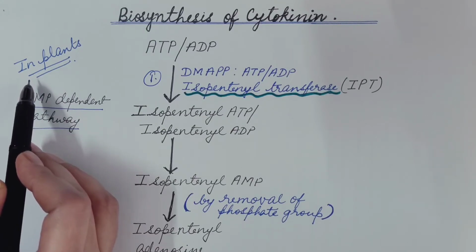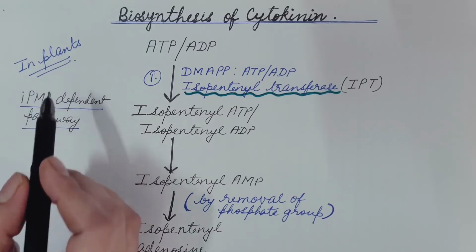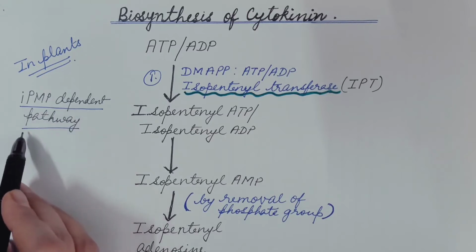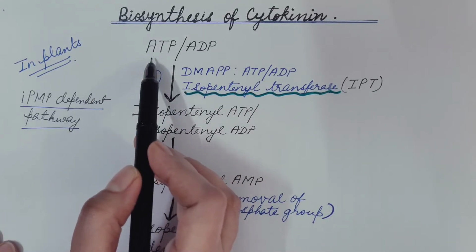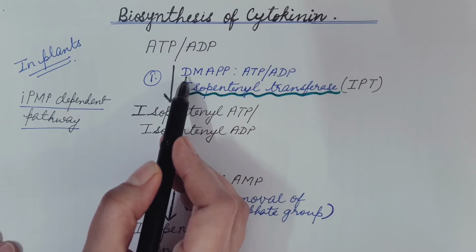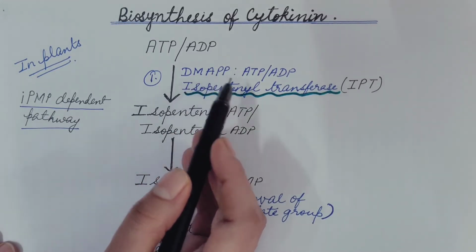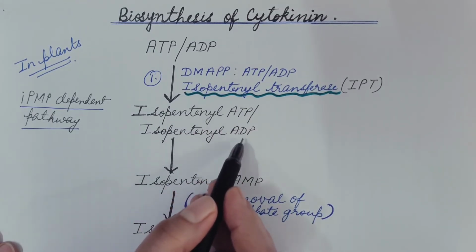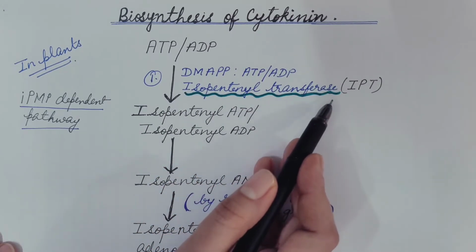In the first pathway, we will discuss how it is synthesized in plants. This is an important pathway and it is known as the IPMP dependent pathway. So let us see this pathway step by step. First of all, ATP or ADP combines with DMAPP, dimethyl allyl pyrophosphate, and gives isopentenyl ATP or isopentenyl ADP. This step is catalyzed by the enzyme isopentenyl transferase.